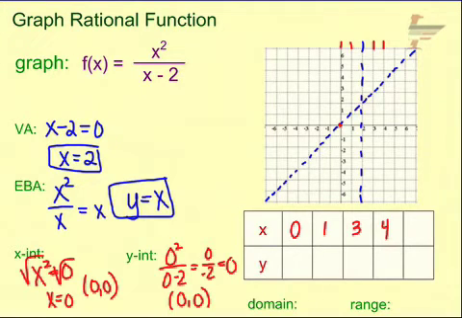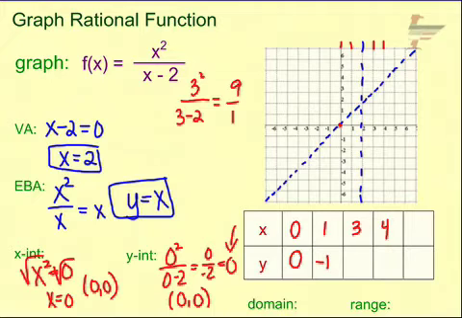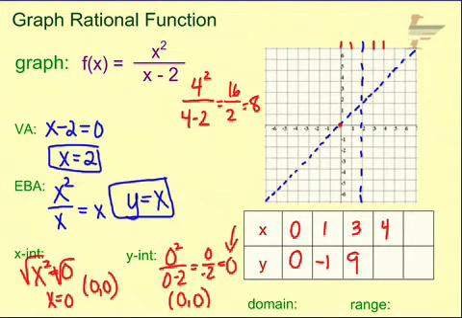Now when x is a 0, this is what we actually just did right there. I know that our y is going to be a 0. When x is a 1, I'll just go ahead and plug it in. 1 squared over 1 minus 2. This is 1 over negative 1, which is a negative 1. Now when x is 3, we have 3 squared over 3 minus 2. So 9 over 1, or just 9. When x is 4, we have 4 squared over 4 minus 2. 16 over 2, which is 8.